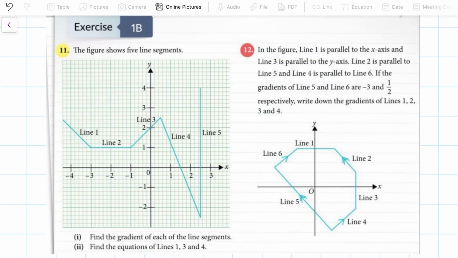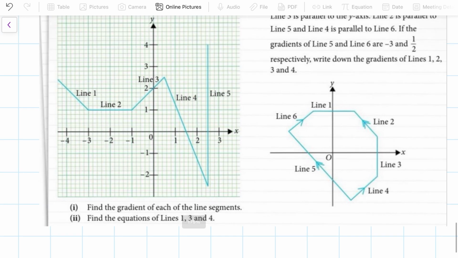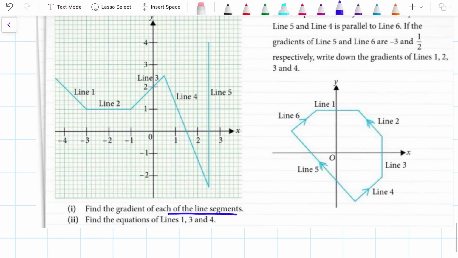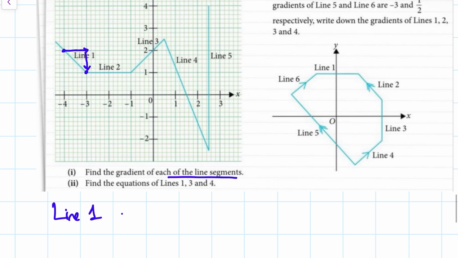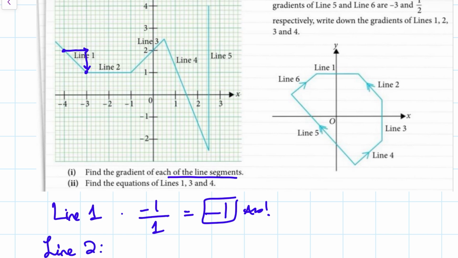All right, let's discuss a couple of advanced level questions and understand how good a grip you have on the gradient concept. Find the gradient of each of the line segments. Let's talk about line 1. This point and this point. 1 unit run, 1 unit down. So rise upon run, -1 divided by 1. So it gives you -1 as my answer. Line 2. Line 2 is a horizontal line. So a horizontal line has gradient 0.